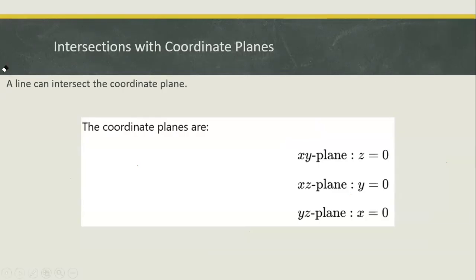Finally, we're going to look at the intersection with coordinate planes. So this means a line can intersect the coordinate plane. We know this from experience when we plot points on a graph. The coordinate planes are the xy plane, where z would be equal to 0, the xz plane, where y would be equal to 0, and the yz plane, where x would be equal to 0.